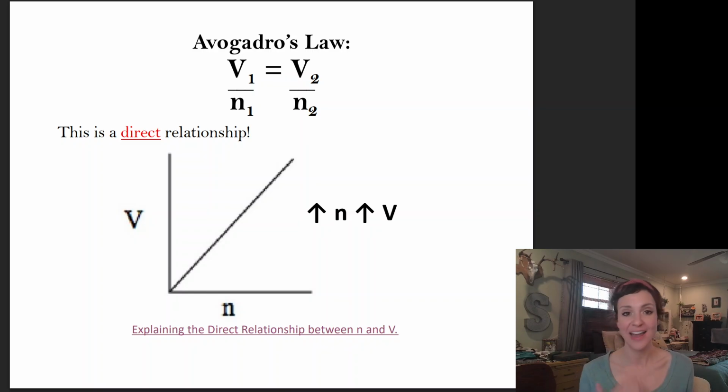All right, so we've got another direct relationship here between some properties of gases. This is a direct relationship between the number of moles and the volume that those gas particles will take up. We know a direct relationship graph shows a slope up, which indicates as I increase the number of moles, or the number of gas particles in my sample, the volume will increase, meaning it'll take up more space. So let's see some demonstrations of Avogadro's law in action.